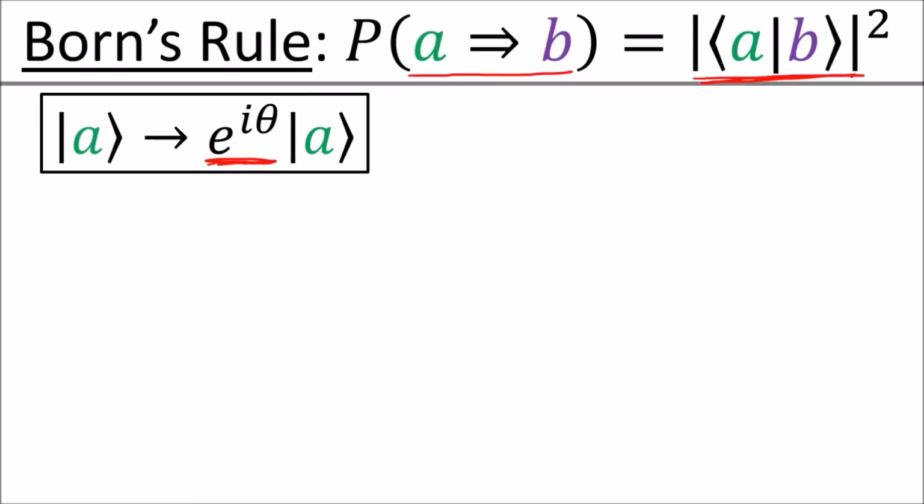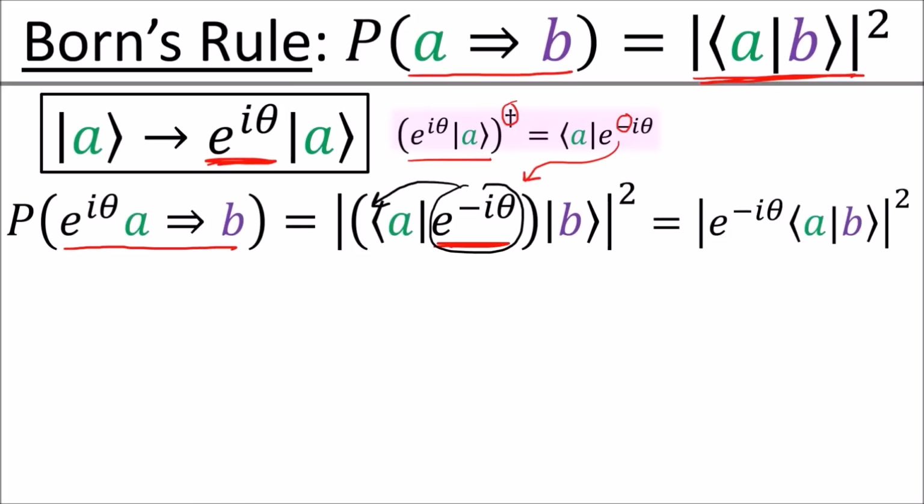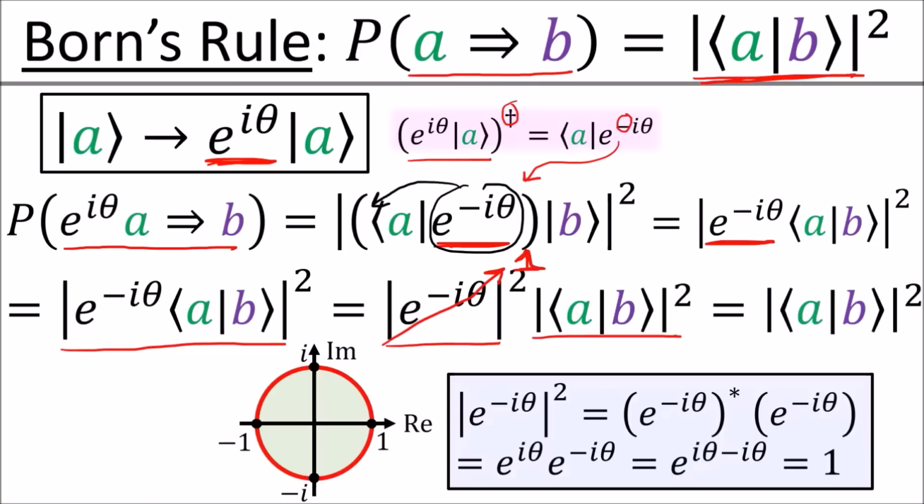If we multiply our initial state vector by an overall phase and then look at the results of Born's rule, the complex phase comes out and has a magnitude of 1, leaving the resulting probabilities unchanged. What this means is that any two state vectors that are related by a complex phase represent the same quantum state, so quantum states are unchanged by overall phase factors.